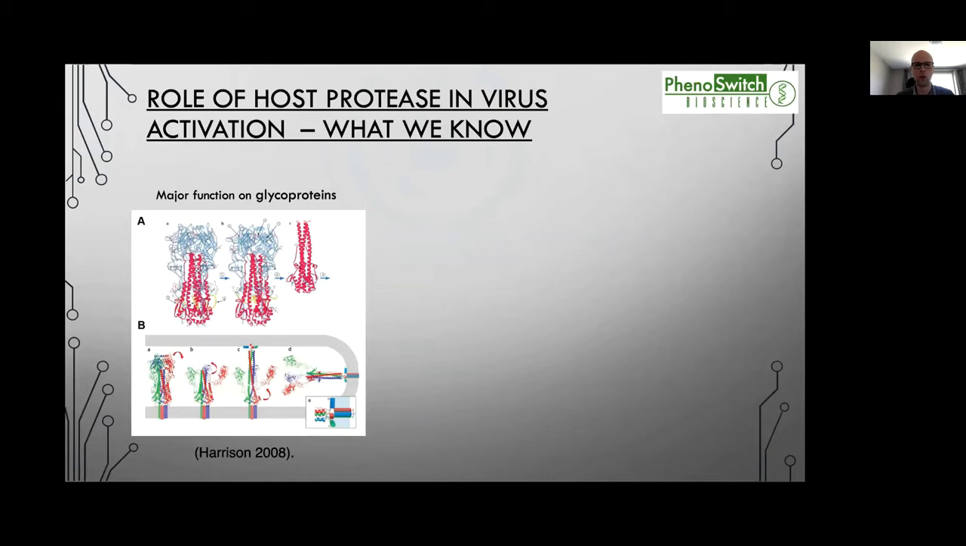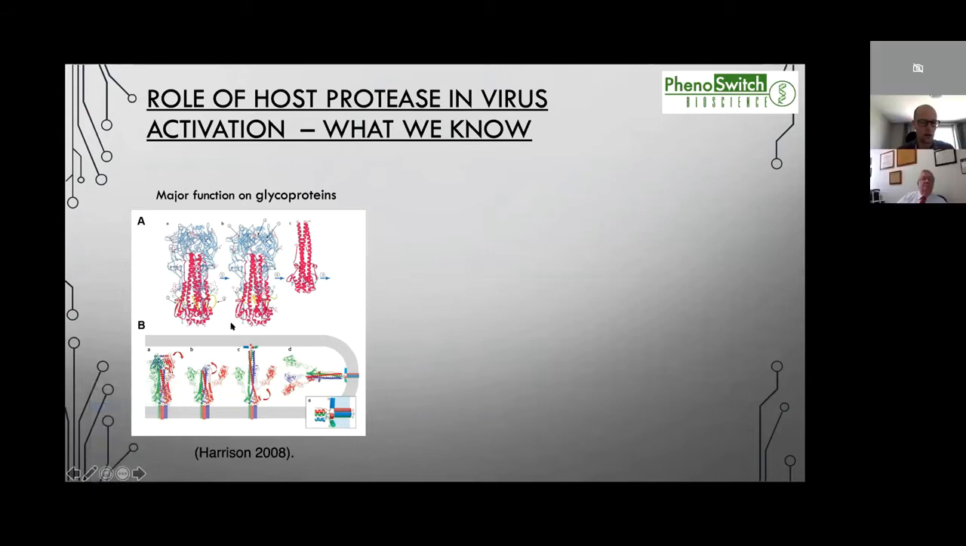So how viral glycoproteins work: they will attach the virus to the cell, and most of the time, if you see my pointer, okay, it should be there. You should be able to see my pointer.